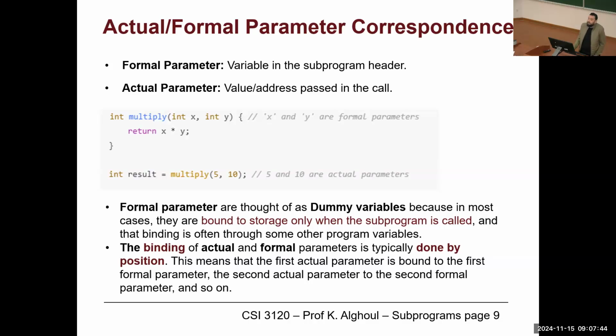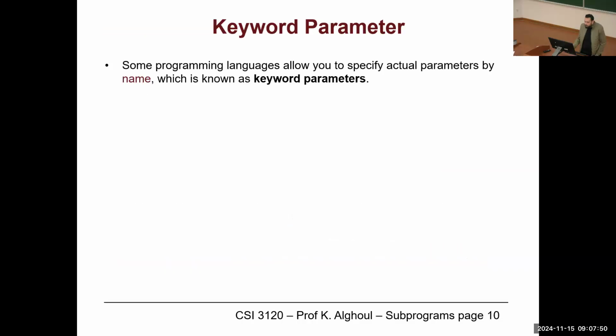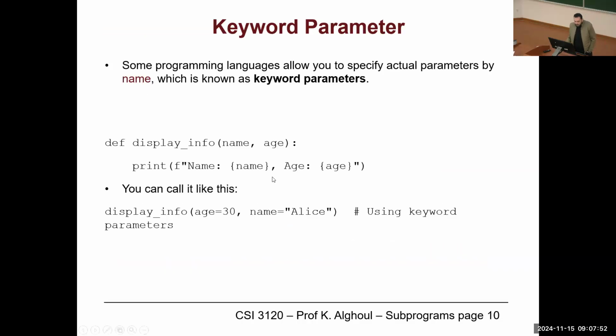Bind by keyword. That means it's going to be something like this. I'll say if name is name, so here when I call them, age equal 30, name equal Alice, right?